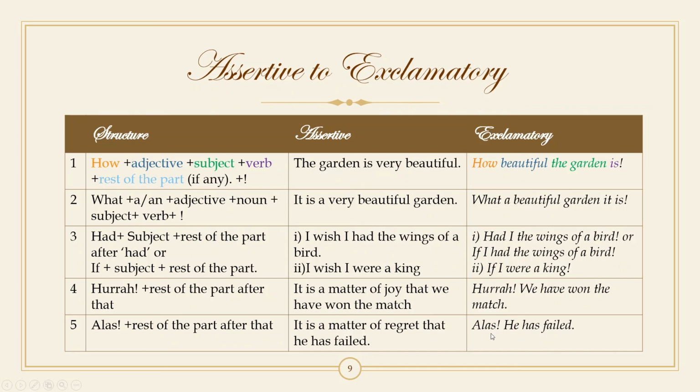That's why alas is used. So if the sentence expresses happiness, you will use hurrah. If the sentence contains regret or sorrow, you use alas. And the structure is hurrah plus rest of the part after that, alas plus rest of the part after that. So hurrah, then the rest of the part after that, we have won the match. Hurrah, we have won the match. Again, alas: suppose it is a matter of regret, that's why you use alas. Then the rest of the part after that, he has failed. Alas, he has failed.